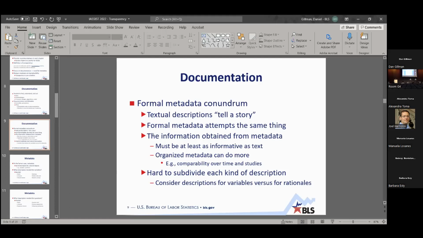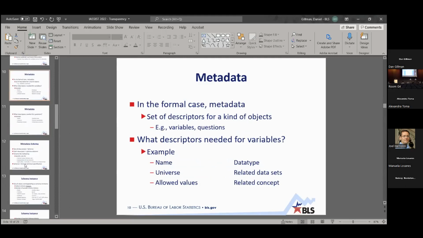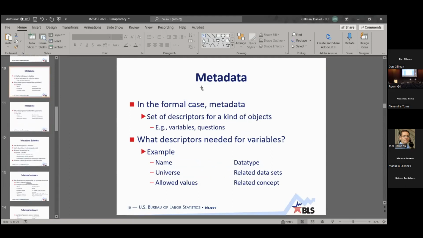If you think about describing a variable, that's pretty straightforward using metadata. But to subdivide a rationale might be a lot more difficult because rationales cover a lot of different subject areas. It's hard to know what the components of one is. So in the formal case for metadata, and everybody I think knows this, we have a set of descriptors for kind of objects. And we can look at simple examples, say variables and questions.